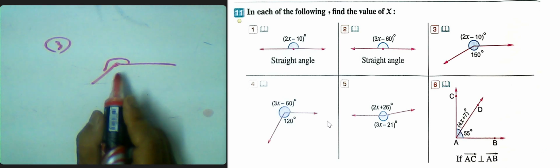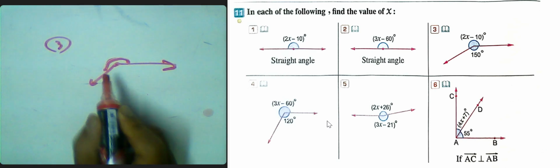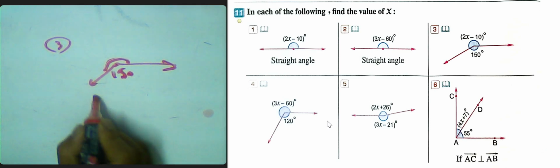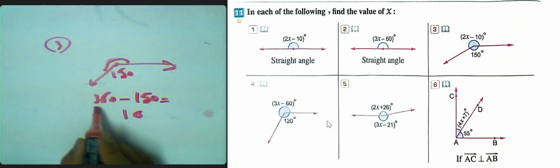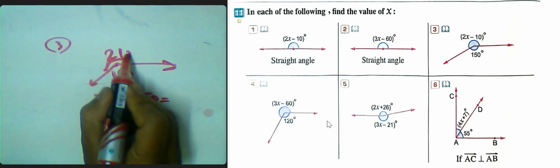Next example, we have a reflex angle. Question number 3. We have a reflex angle. You must find the measure of this reflex angle. 360 subtract 150. Okay, 6 minus 5 is 1, and 3 minus 1 equals 2. Then the result here is 210.